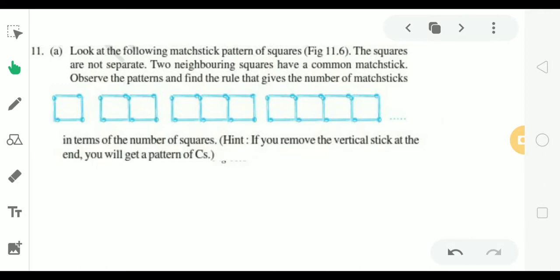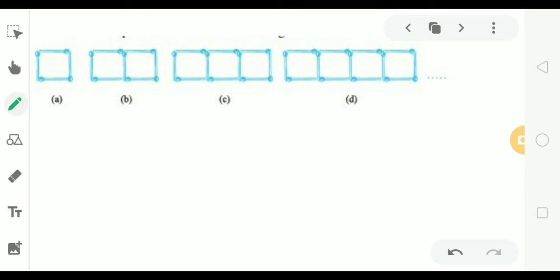So let's see this in more detail. Here there is a hint given for us. If you remove one stick from the vertical side, we will get the pattern of C. But before that, let us see how many sticks are there in each. 1, 2, 3, 4. First one, there are 4. The second one, 1, 2, 3, 4, 5, 6, 7. So second pattern, 7. Third one, 10. And fourth one, there are 14 matchsticks.